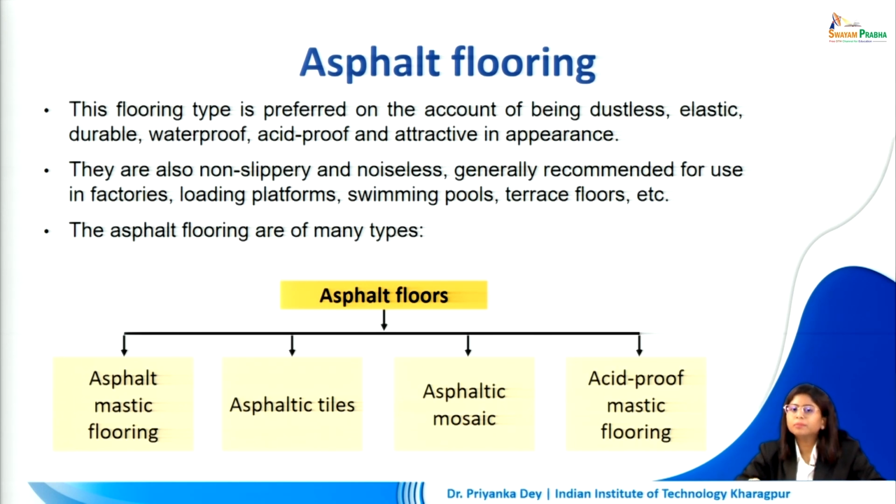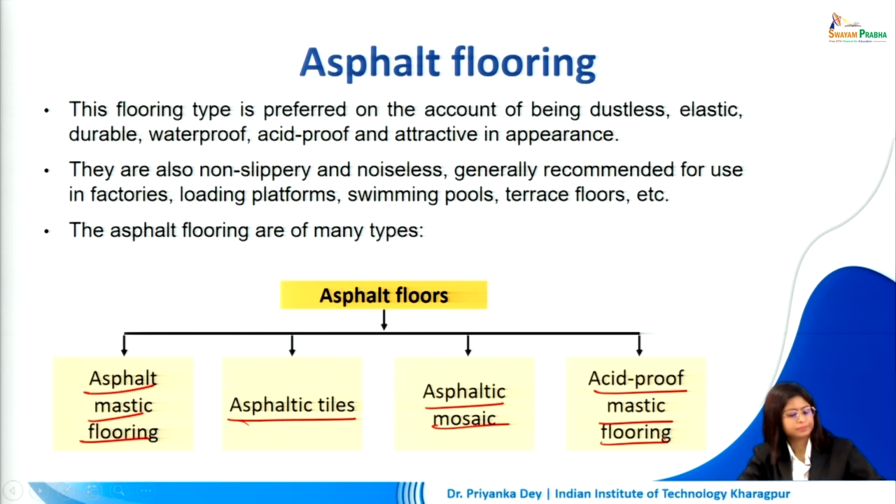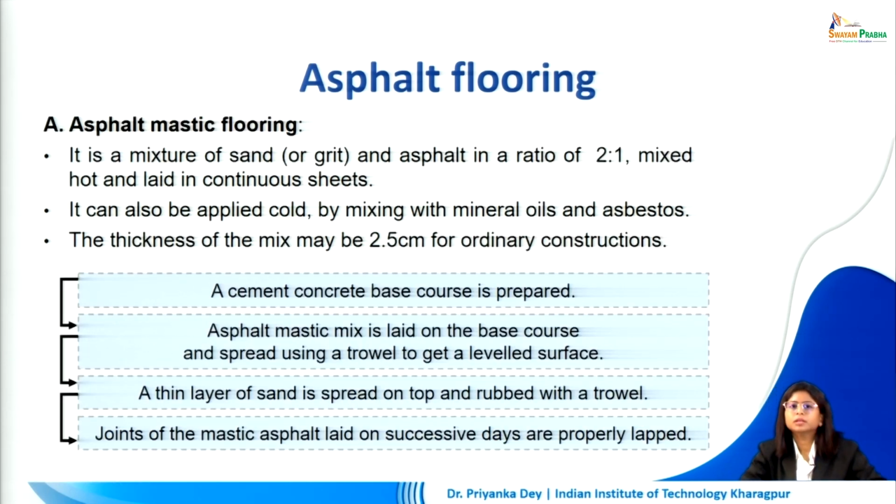The asphalt flooring may be of the following types. We can have an asphalt mastic flooring, asphaltic tiles, asphaltic mosaic flooring, or acid proof mastic flooring. The asphalt mastic flooring is a mixture of sand and asphalt in a ratio of 2:1, which is mixed hot and laid in continuous sheets. Now, it can be applied cold or by mixing with mineral oils and asbestos. The thickness of the mix may be 2.5 centimeter for ordinary constructions.